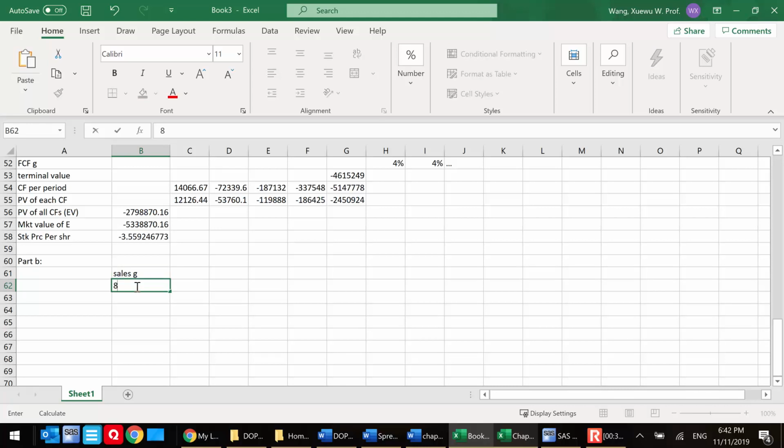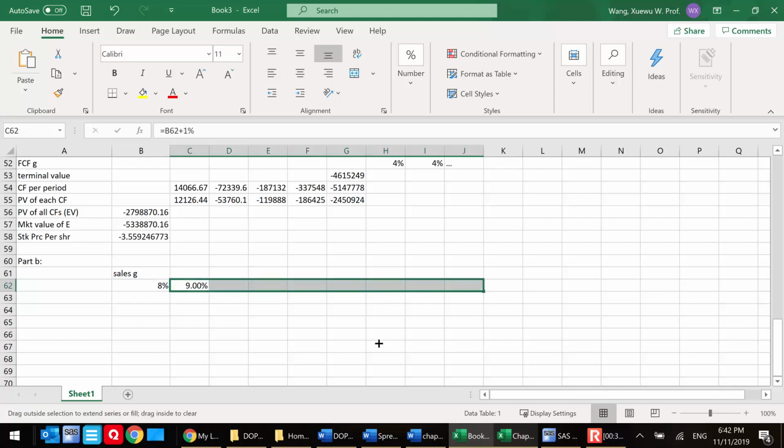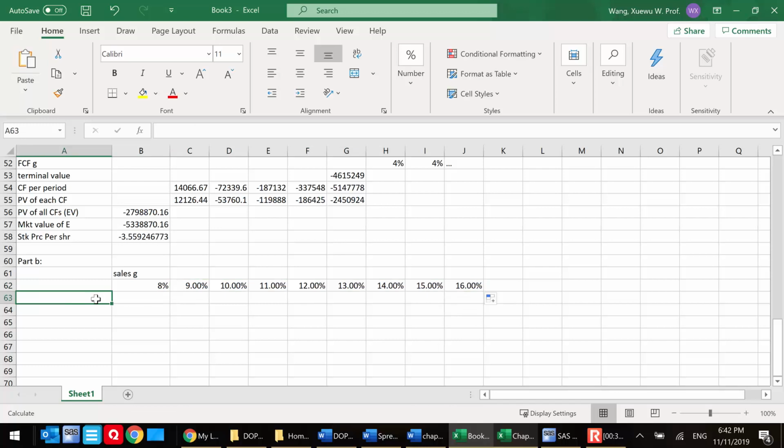I'm going to look at a range of sales growth from 8% in increments of 1% all the way to 16%. This is arbitrary, and I'm just doing this for illustration purposes. And I need to look at the enterprise value here. So that is the enterprise value. This is like the top left corner, except that now we're only dealing with one row. You can also set up this data table in a column.